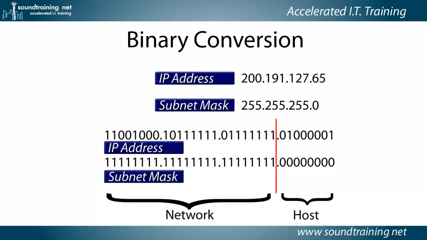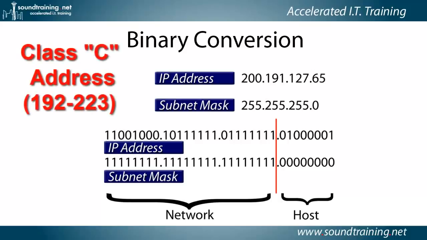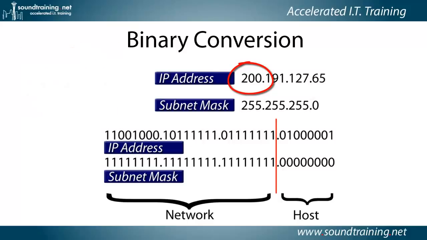200.191.127.65. That is a Class C address. We know that because of the value of the leading octet, the leftmost octet, which falls within the range of 192 to 223 inclusive. That makes it a Class C. How many bits make up the network portion of a Class C address by default? Remember that table that we had earlier? And it's always 24 bits that make up the network portion of a Class C address by default.